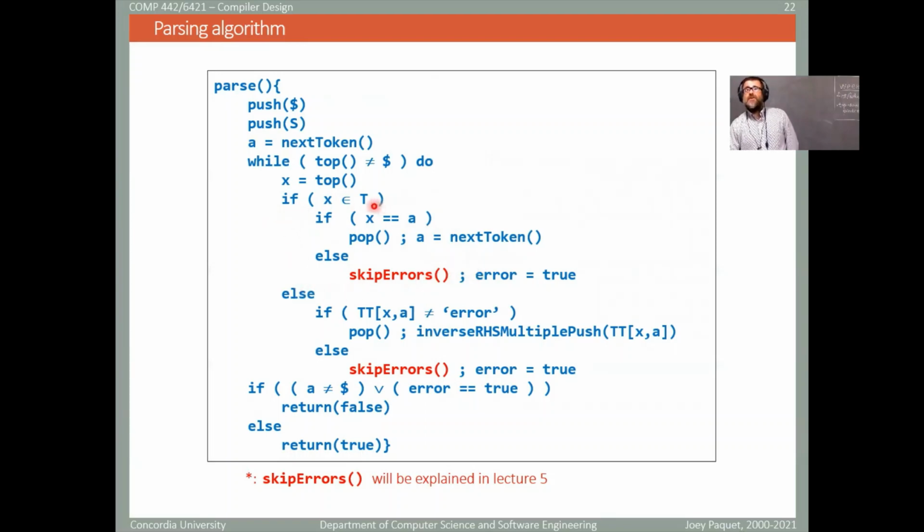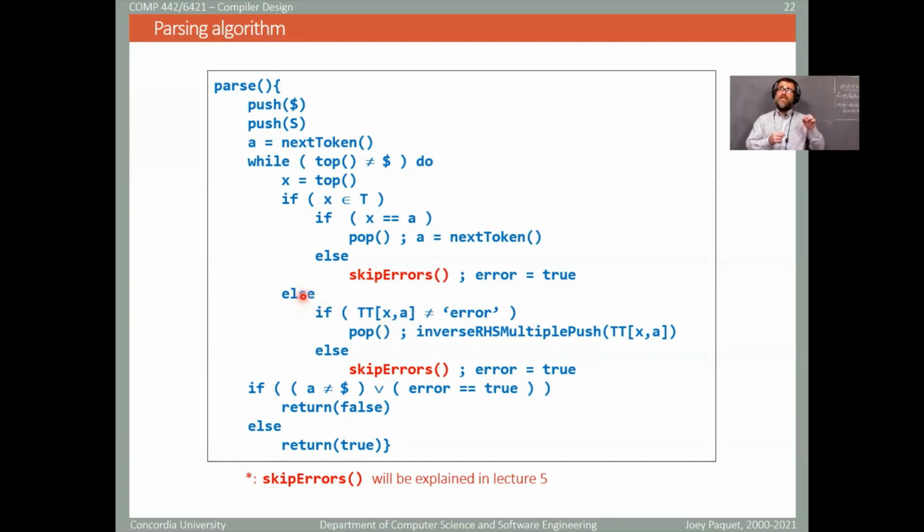If it is not a terminal symbol on top of the stack, then it must be a non-terminal, because these are the only two things we're pushing on the stack. Then this is where you would actually peek into the table to know what rule or what right-hand side you would start using to expand this non-terminal, to substitute the occurrence of this non-terminal in the sentential form by one of its defining right-hand sides. That's essentially what you're doing here.